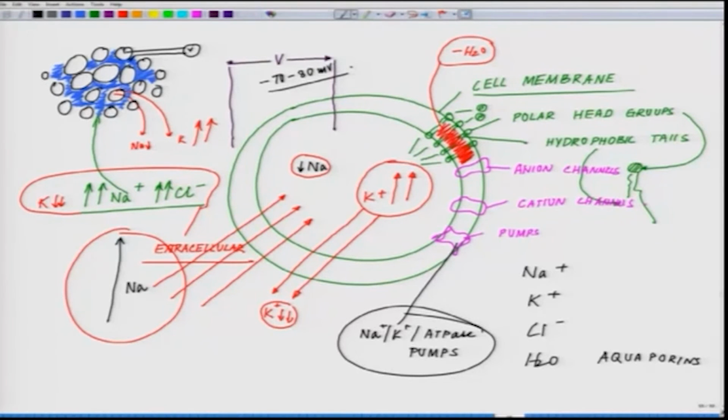There are a few cells which always go up to minus 40. I will come later to those. At this point, just remember, this is not an absolute fact that it is minus 70 to minus 80. There are cells which are at minus 40 also, but this is what was observed.